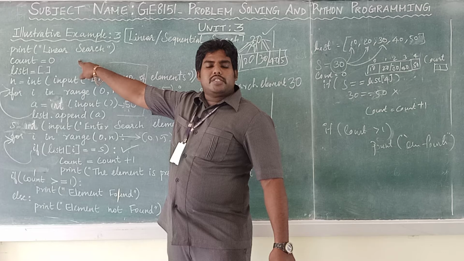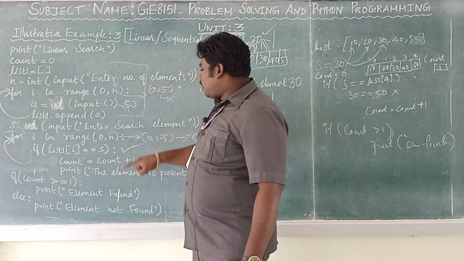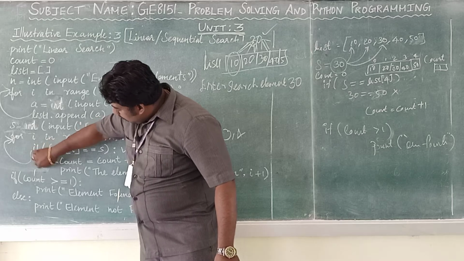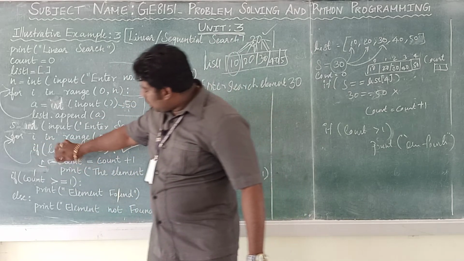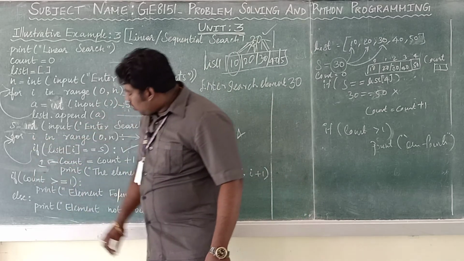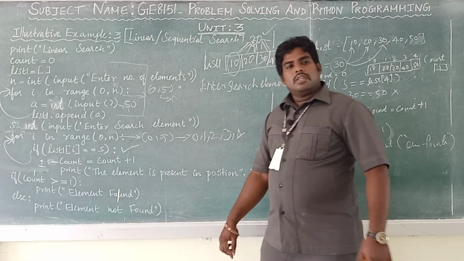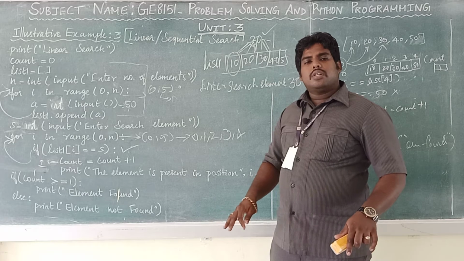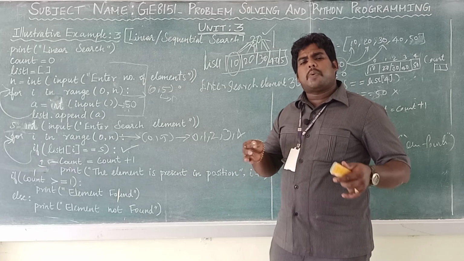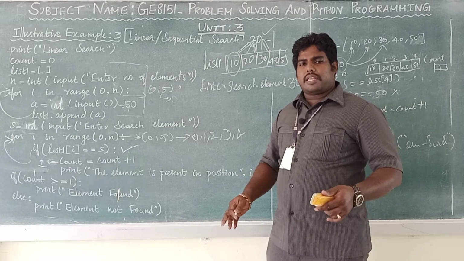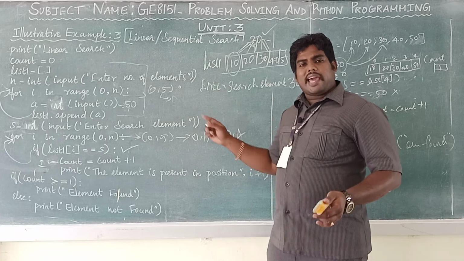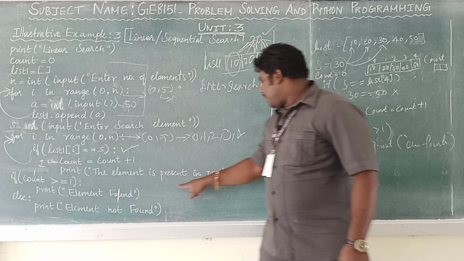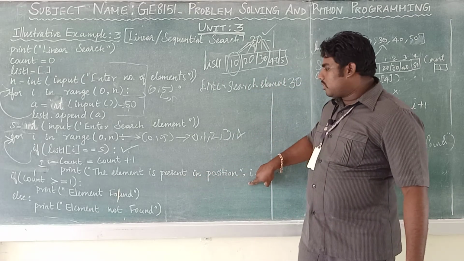Already what's the count value? 0. 0 plus 1. Now what's the count value? Now the count value is 1. Once the count value is 1, I want to print which position the element is located. Okay, I would like to print the position. So I am printing the statement, the element present in position.